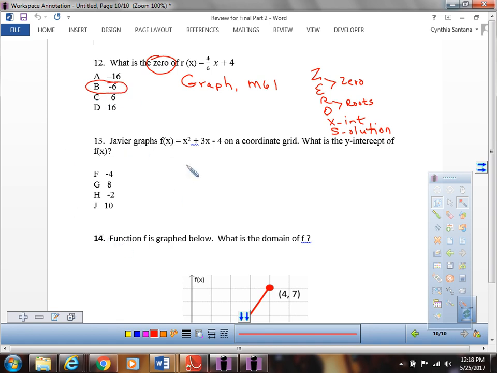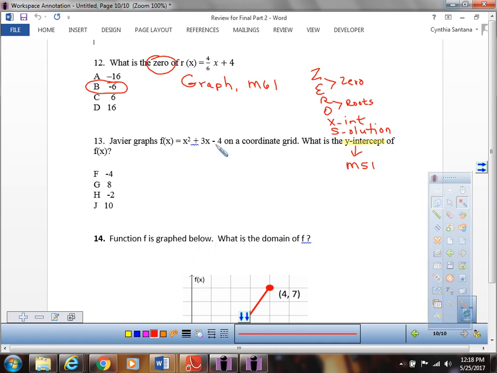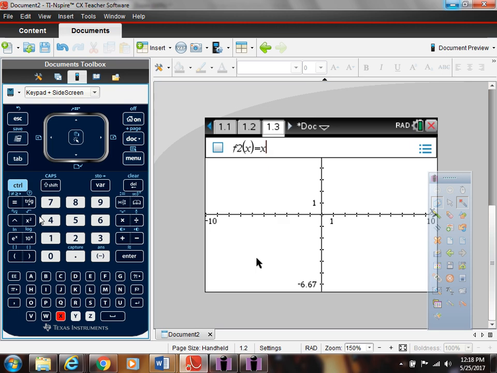Number 13: graph x squared plus 3x minus 4 on a coordinate grid. What is the y-intercept? For that one, what you want to use, and write it in your notes, is menu 5-1. That's the trace key. Because when you use menu 5-1, right away it'll show you the y-intercept. So let's go ahead and type that in our graph app. It's x squared plus 3x minus 4, and then just use menu 5-1.